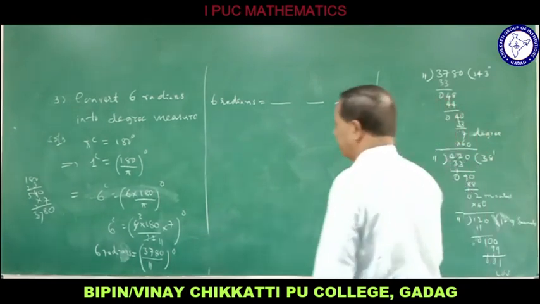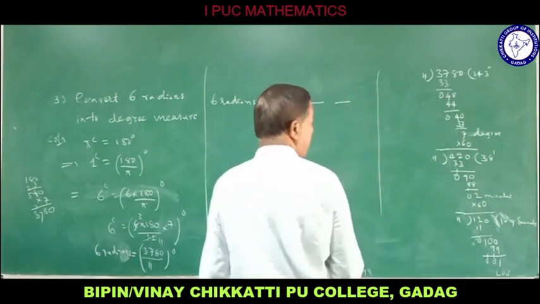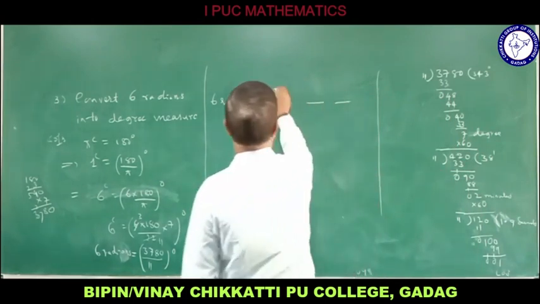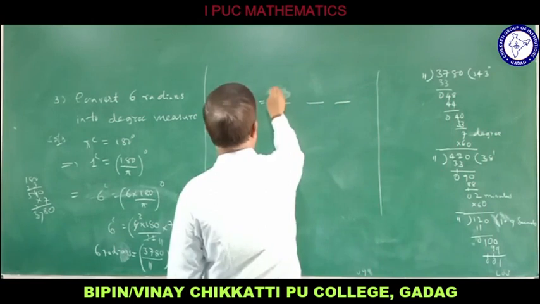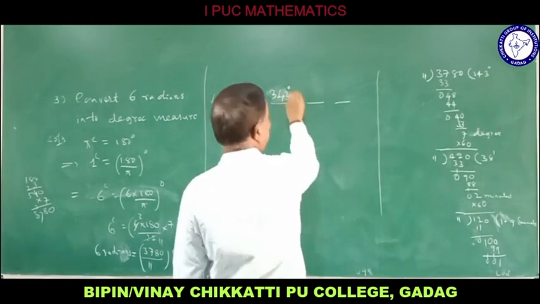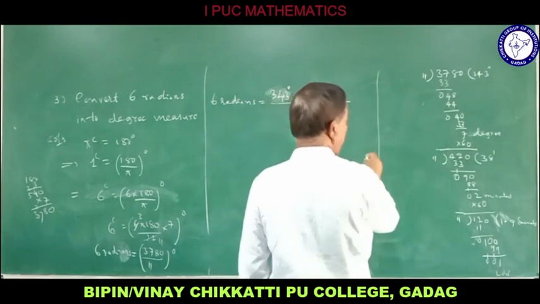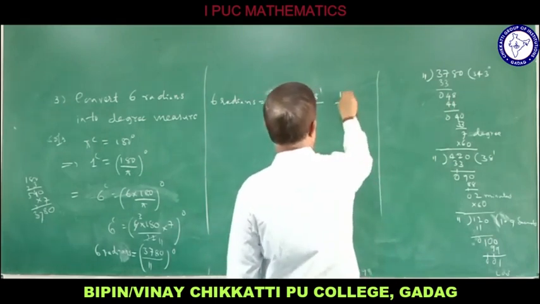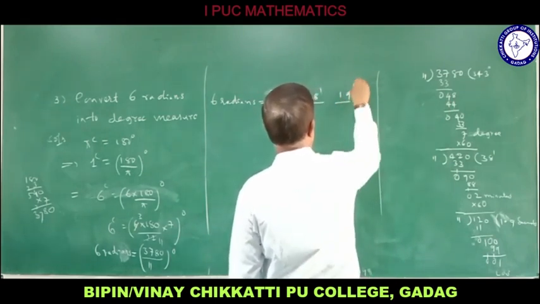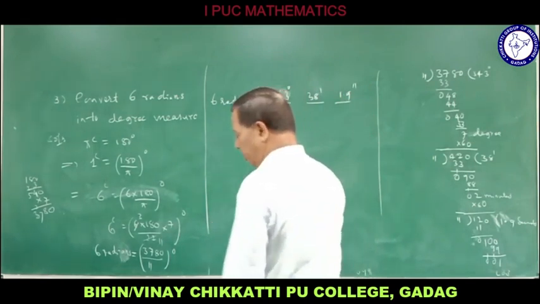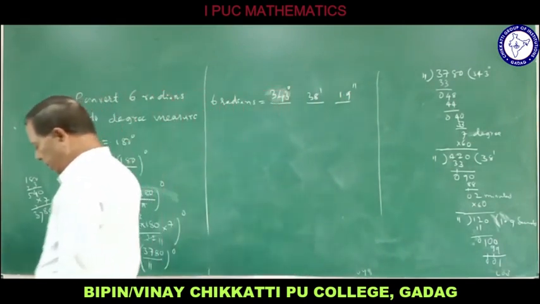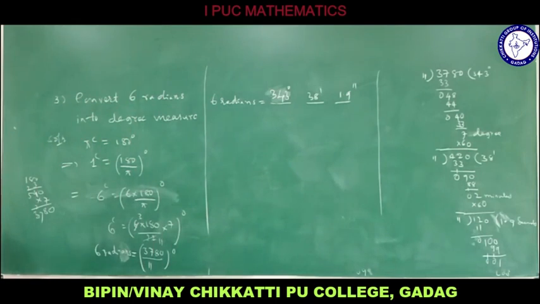Even you have to say more clearly, 343 degrees 38 minutes, actually 1 second, or here 1.9 seconds. So this is the way how we convert radians to degrees. That is, you have to understand how you are finding that result.